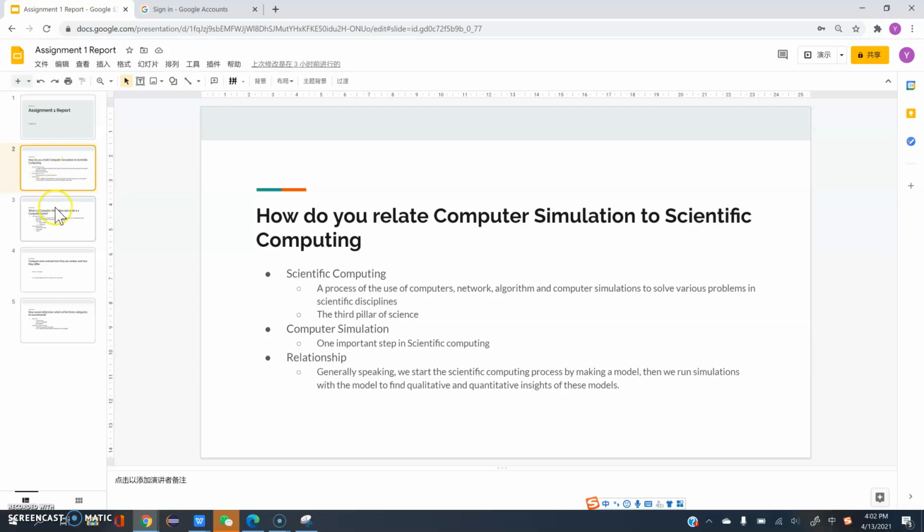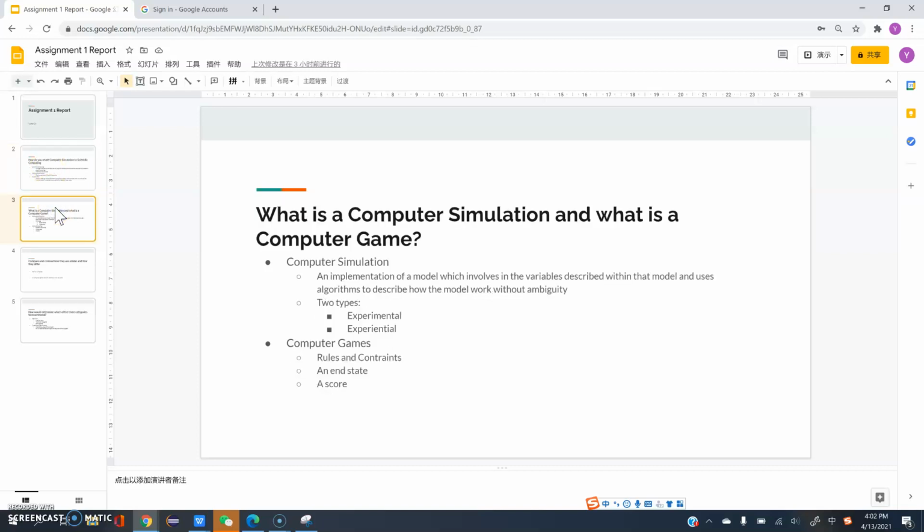So what are computer simulations, and what are computer games? For me, a computer simulation represents an implementation of a model, which involves the variables that describe the model and uses algorithms to describe how the model works without ambiguities. A model in this case is just a description of a system that we study, and this system is just a collection of elements that act together to achieve some goals.